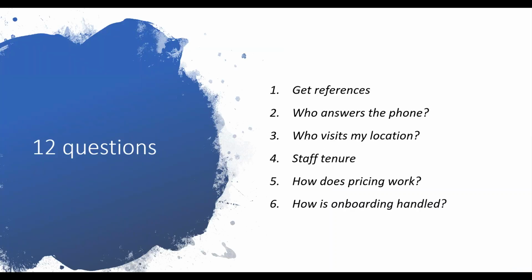So there's 12 questions, as I mentioned, and we actually have a white paper on our website, which also goes through these 12 questions. You can go to our website and download the white paper if you're interested. But the questions that we're going to run through today, and we're going to talk in a little bit of detail about each one, are number one, getting references. Number two, finding out who answers the phone when you call to get support. Number three, finding out who's going to visit the location when you need on-site support. Finding out a little bit more about staff tenure at an organization and what that means.